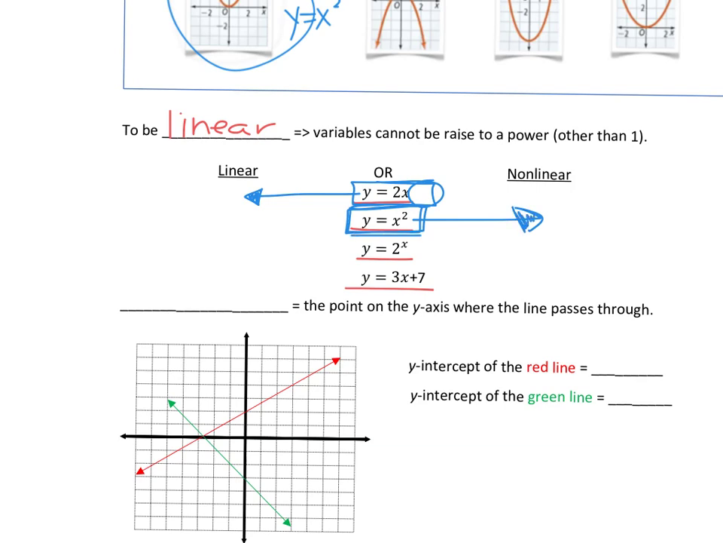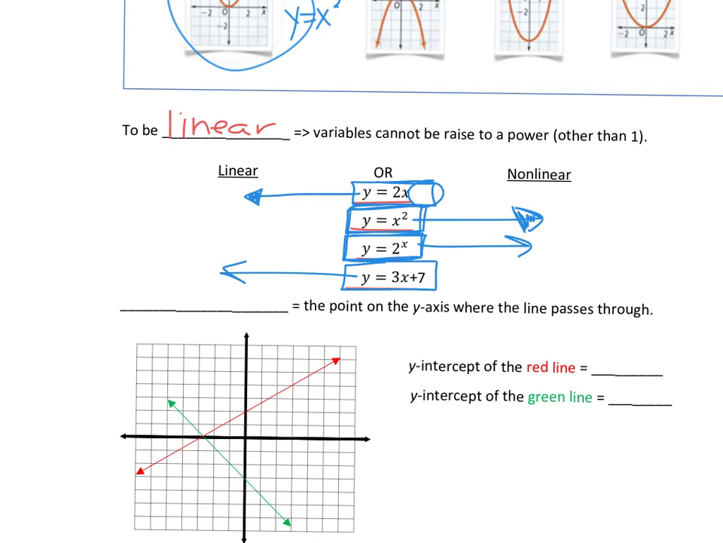How about the third one? Nope. Why not? It also has a power, right? x is the power on that one, so that is nonlinear. How about the last one? Yes. That one is. That's the y equals mx plus b format.